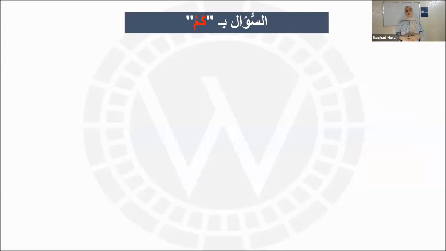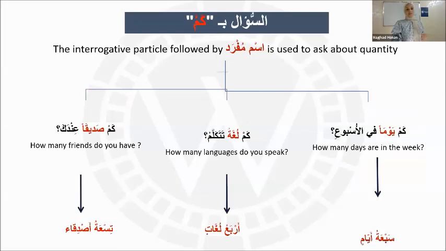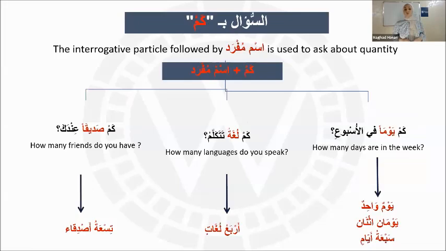How? كم? So, first, as we say, the كم should follow with اسم مفرد. اسم مفرد means a single noun, singular noun. تمام? So, كم followed by اسم مفرد, singular noun. Okay, and this singular noun should be منصوب.